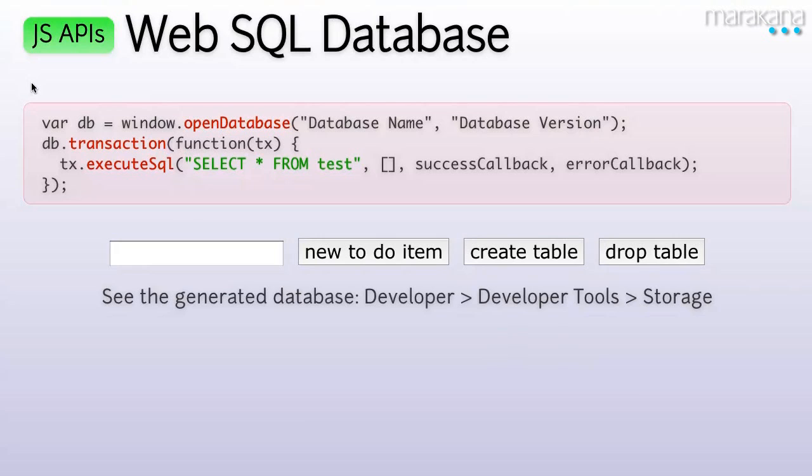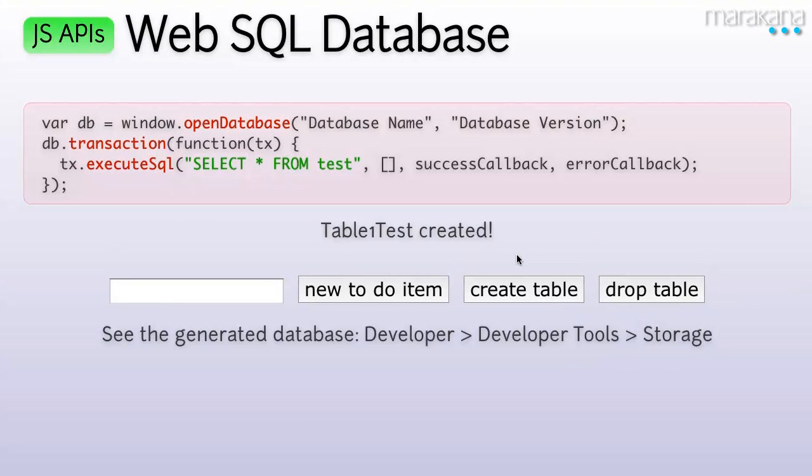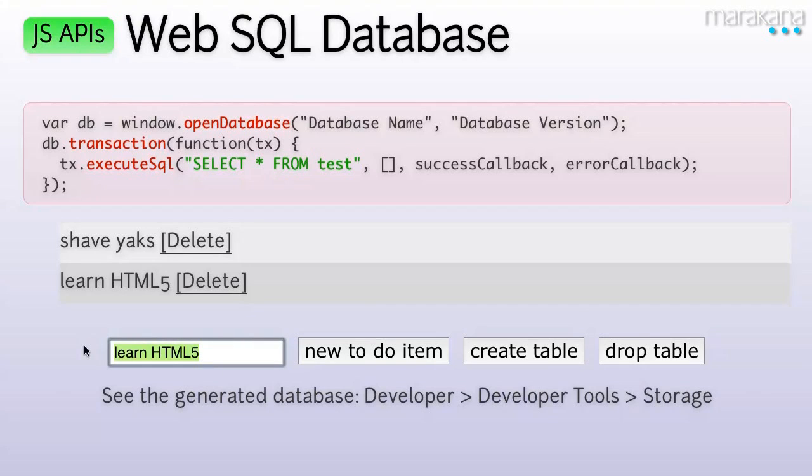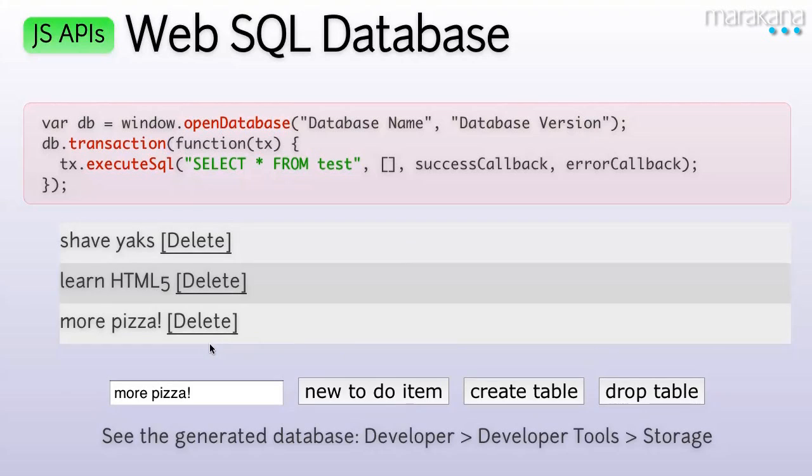Let's look at the demo first. This is like a simple little to-do list. Throw me some items, like, shave yaks. Learn HTML5. Anyone else have a task? Doesn't have to make any sense. More pizza. More pizza. Good one. One more. More chairs. More beer. We'll have that one too.